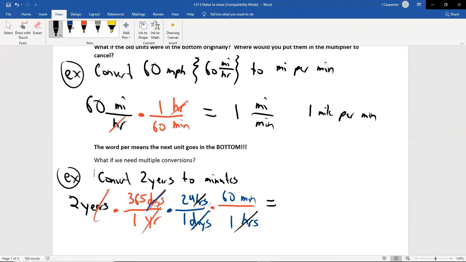So what are we doing here? We're taking the 2, and we're multiplying it by the 365 because it's in the top. Then we're going to multiply by the 24 because it's in the top. And we're going to multiply by the 60 because it's in the top.